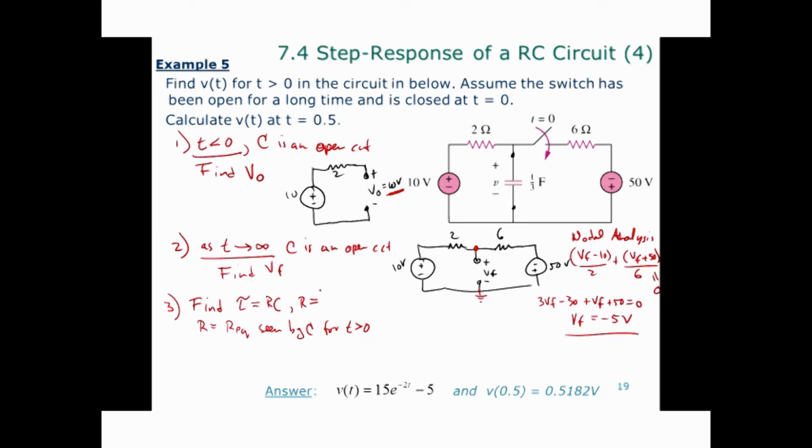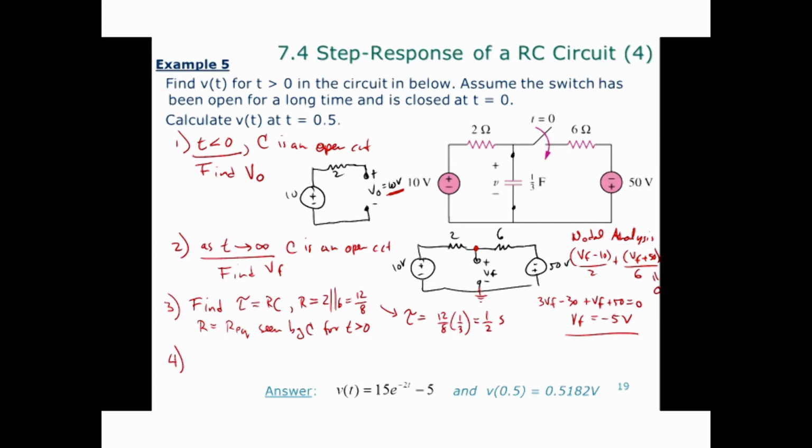So then what's the R equivalent seen by the capacitor? You just got a 2 parallel with 6, right? That's 2 times 6, 12 over 8, which is 3/2. And so tau is going to equal R times C, which is 12 over 8 times 1/3. No, it's 1/2, right? 12 over 24. And so tau is 1/2 of a second.